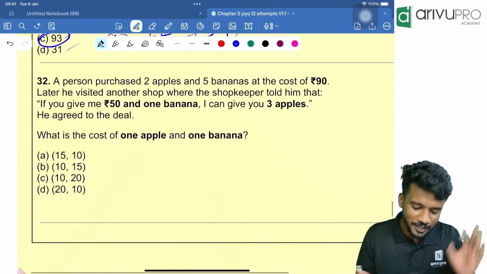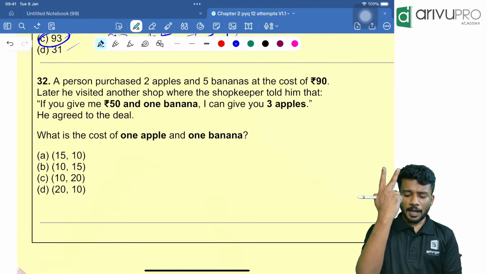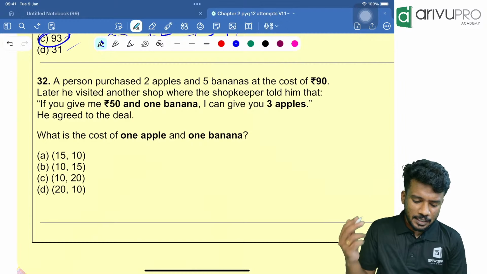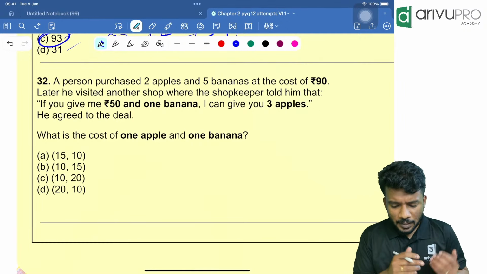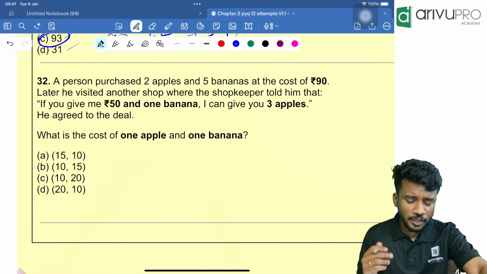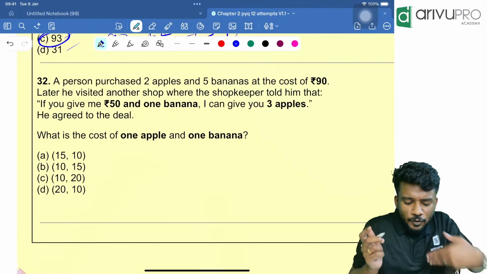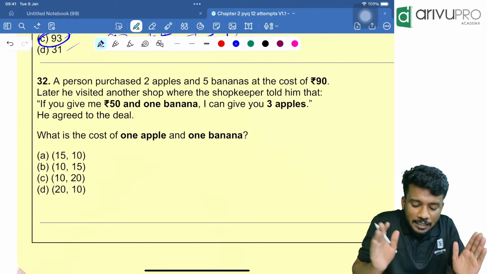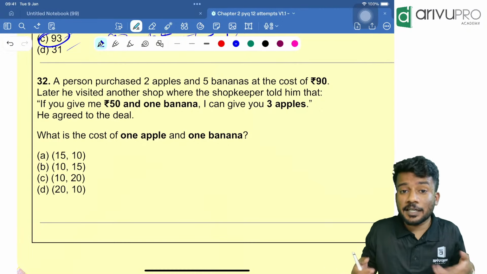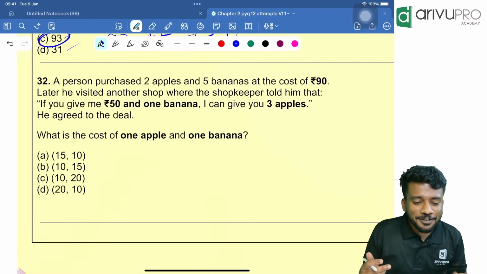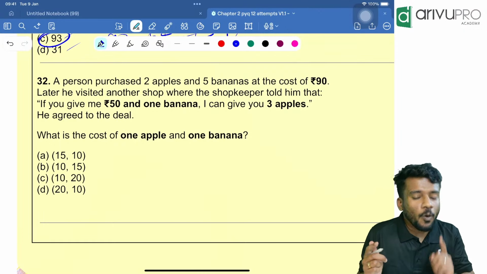Good. Very good. A person purchased 2 apples, then 5 bananas at the cost of 90. Later, he visited another shop. The shopkeeper told him that if you give me 50 rupees and 1 banana, I can give you 3 apples. He agreed to the deal. Okay, I'm losing time reading like this. I should not read like that. What is the cost of 1 apple and 1 banana?